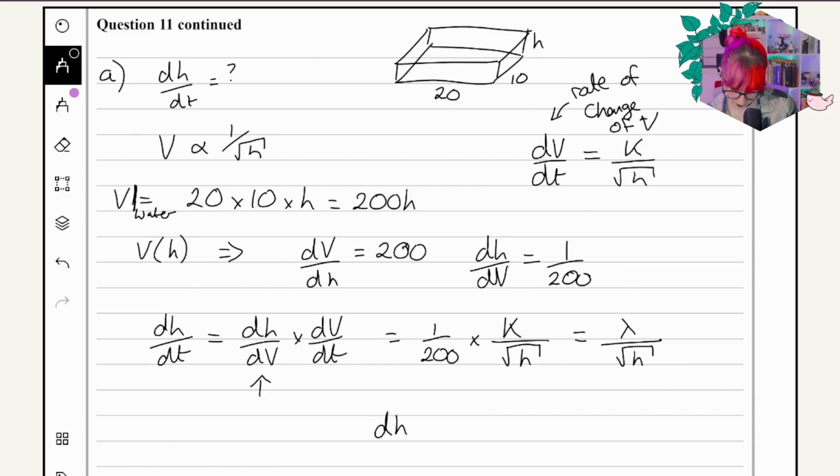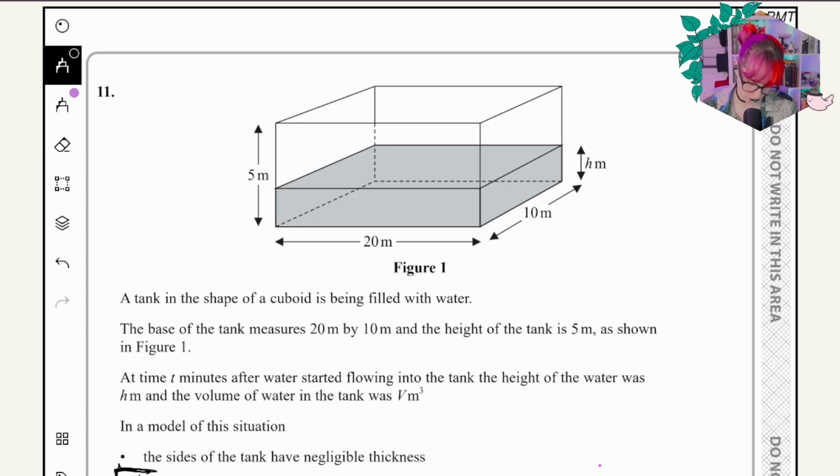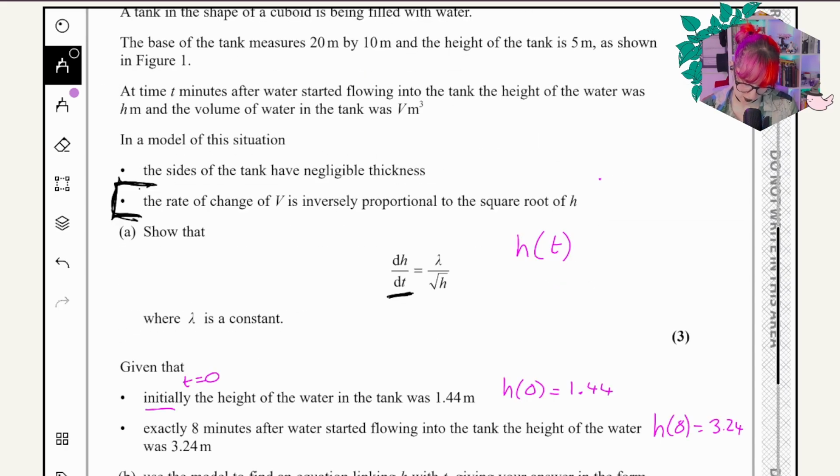So dh dt is lambda over h square rooted, where lambda was some k over 200, where that is also just a constant. So we can swap a constant multiplied by a number by just a different constant. So we don't need to worry too much about that. But it is some value lambda over square root of h, which is what we were asked for, I believe.